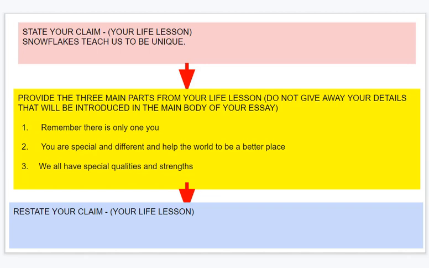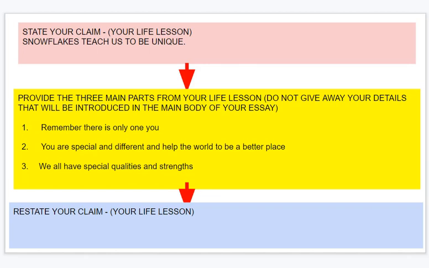So, my main parts are that snowflakes remind us there's only one you, that you're special, different, and help the world to be a better place, that we all have special qualities and strengths. Numbers 1, 2, and 3 are the paragraphs that I'll be discussing in the later body of the essay, in paragraphs 2, 3, and 4. And then we have our conclusion. Because remember, the very first paragraph is our introduction.